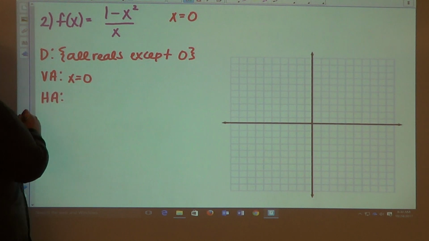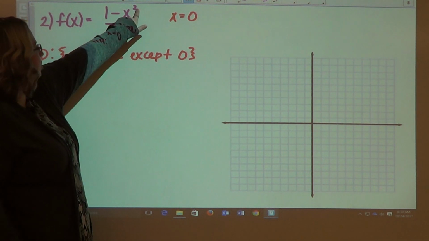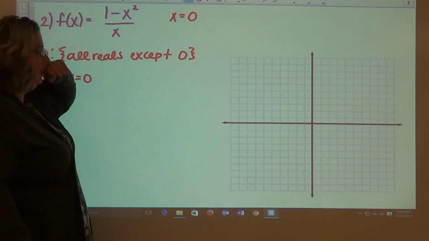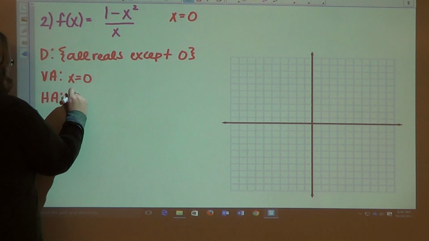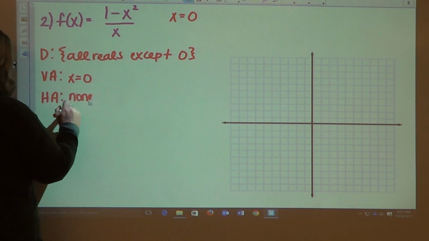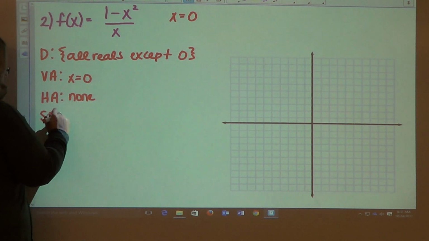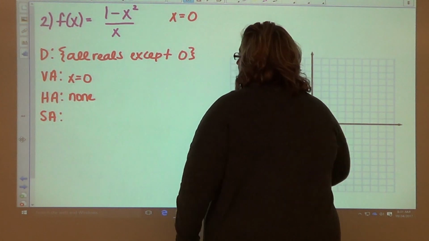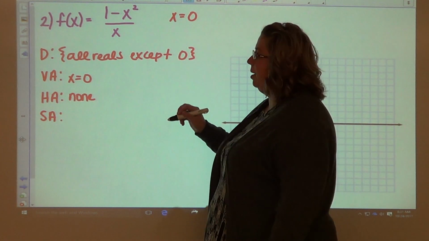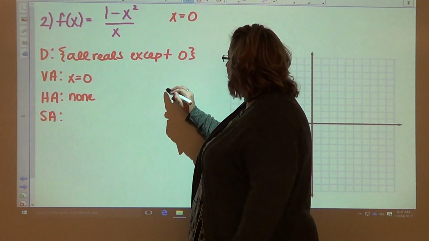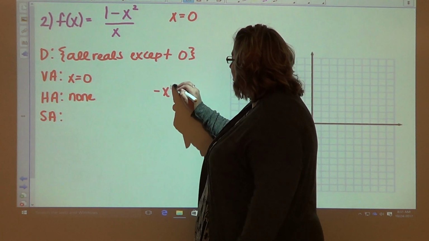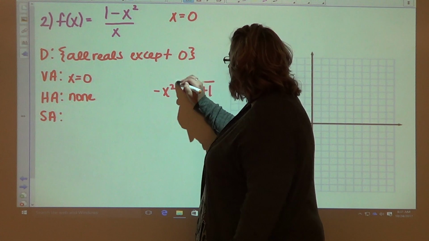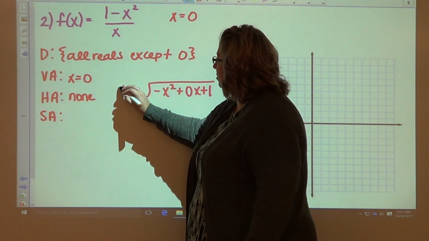Okay, horizontal. The degree on top is 2, the degree on bottom is 1, so the degree on top is greater than the degree on bottom, so this is going to be none, which means we're going to have to find our slant using long division. So I would write this in order, so it would be -x² plus 0x plus 1, and then the outside would be x plus 0.